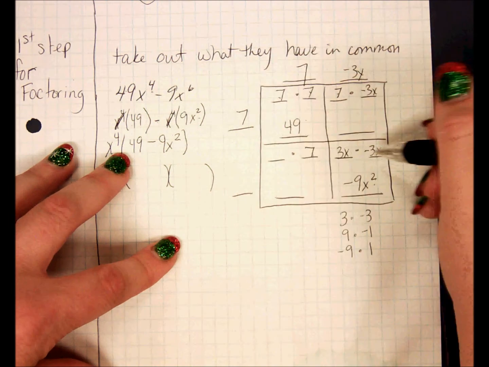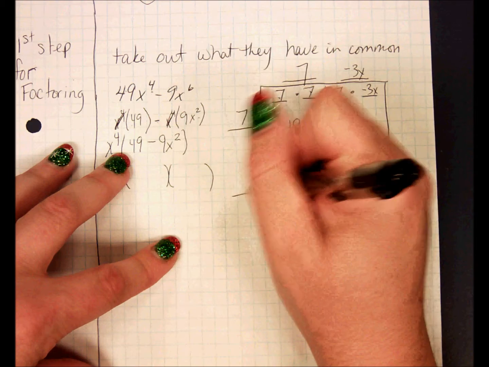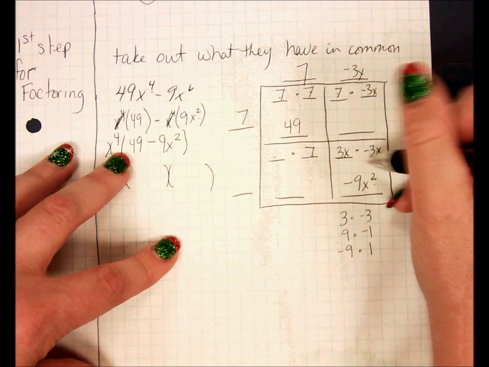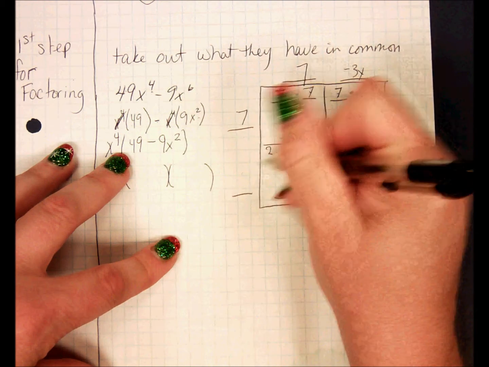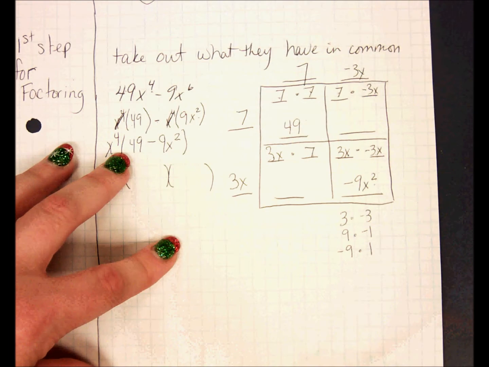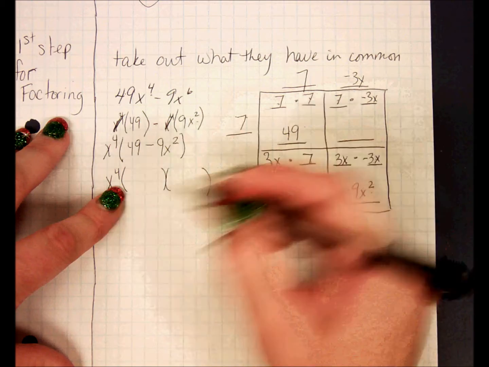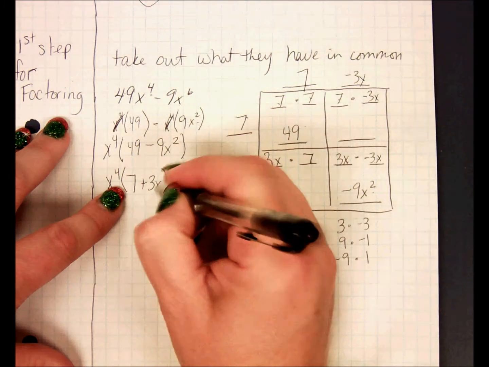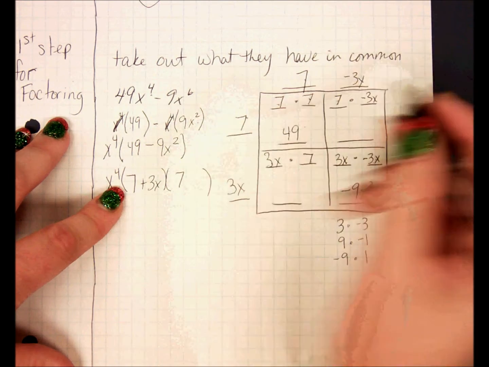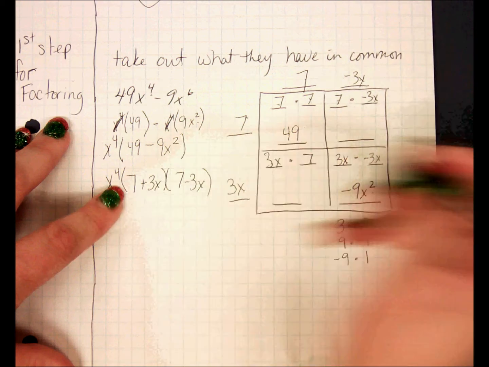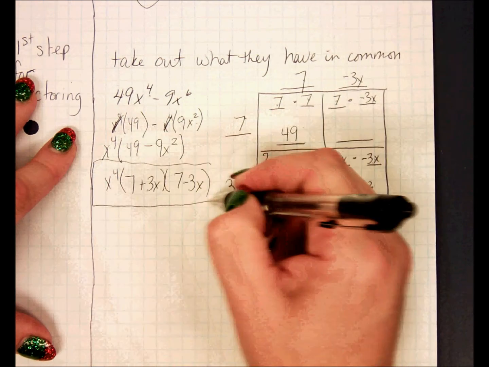Going across, I said, okay, whatever was here went here and here. So we have 3x, 3x, 3x. So now I know what goes over here. I have 7 and a positive 3x, so that looks like this. And I have 7 and a minus 3x, and it's like this. This is the answer I think I'm going to have.